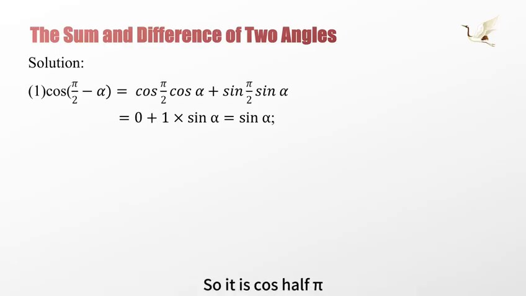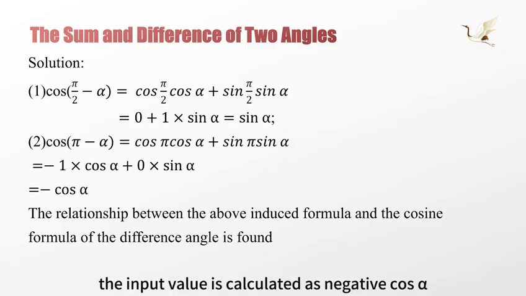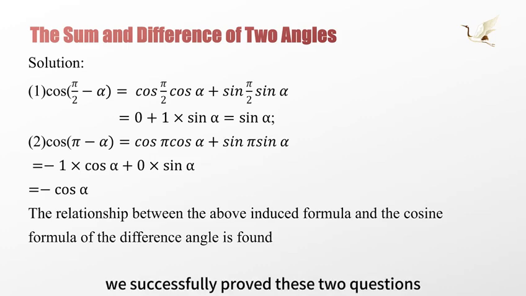So, it is cosine(π/2) cosine alpha plus sine(π/2) sine alpha. Substituting the numerical values proves that its value is sine alpha. The same principle applies. The expansion of cosine(π minus alpha) is cosine π cosine alpha plus sine π sine alpha. Substituting the values gives negative cosine alpha. We successfully proved these two questions.